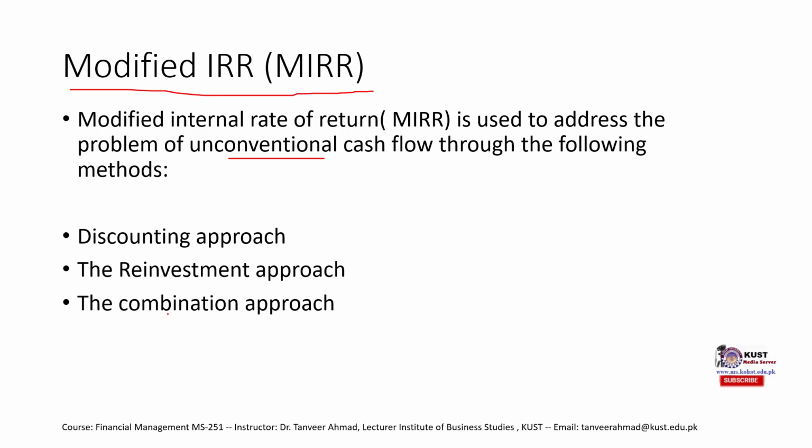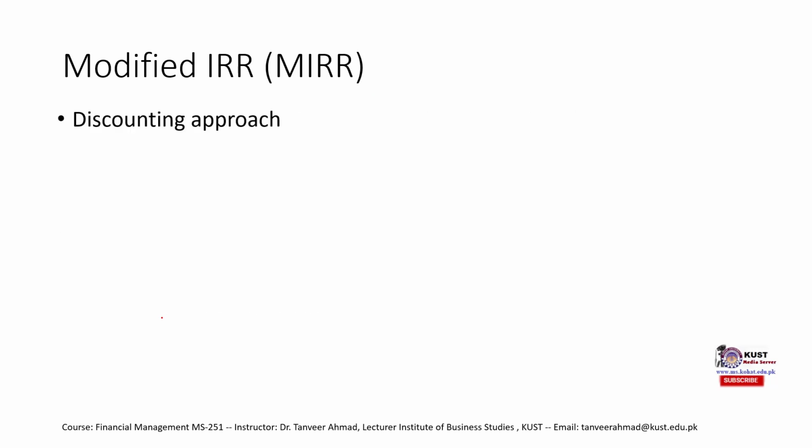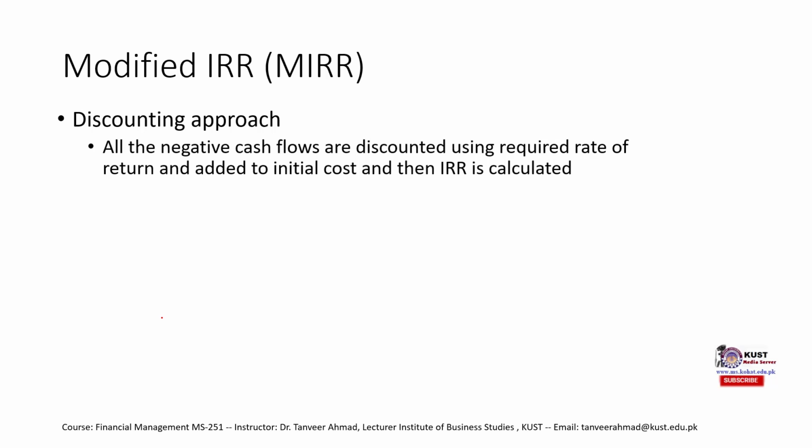But the idea is, whether we use the discounting approach, reinvestment approach, or the combination approach, we need to first convert the non-conventional cash flows into conventional cash flows and then calculate the IRR, right? So let's first look at the different approaches. Mainly the first approach seems all right, but we would have a look at the other approaches too. So first the discounting approach. What do we do in discounting approach? All the negative cash flows are discounted using the required rate of return.